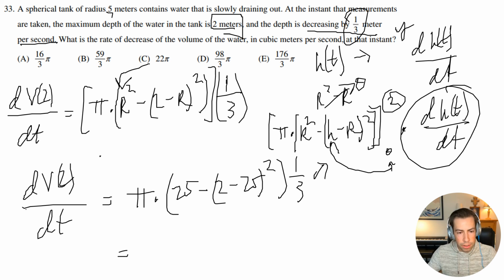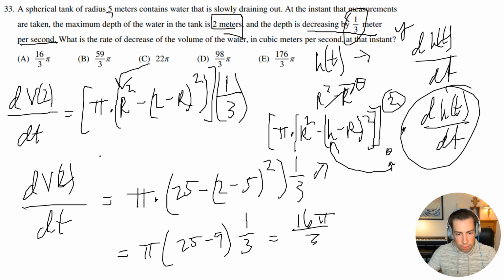So whenever I run this through, I'm going to get, let's see. I feel like I did something wrong here. Oh, yeah, sorry, this needs to be a 5. Scared me for a second. So let's see. 3 squared is 9, so 25 minus 9, then times 1/3. So I'm going to have 16 pi divided by 3, and that is going to be my final answer.